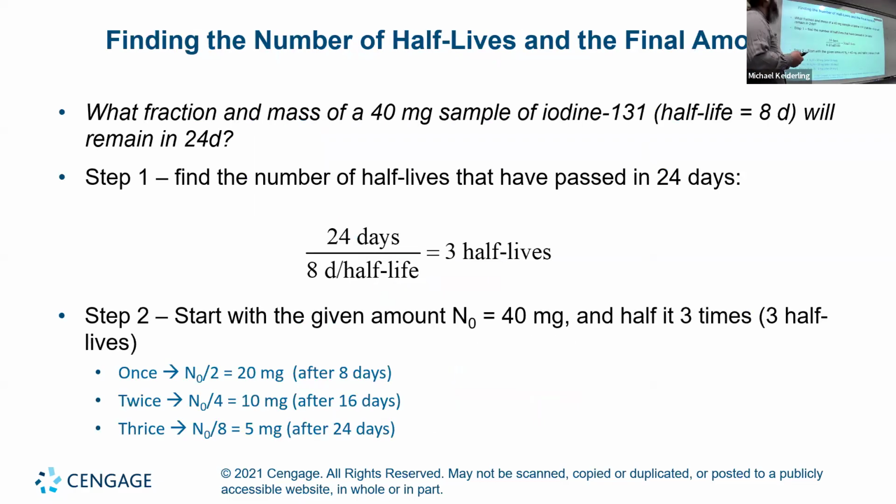So what fraction in mass of a 40 milligram sample of iodine-131 with a half-life of 8 days will remain in 24 days? Well, 24 days is 3 half-lives. So we start with the given amount, 40 milligrams, and we have it 3 times. So we divide by 8. And so 40 milligrams divided by 8 will leave 5 milligrams of iodine-131.